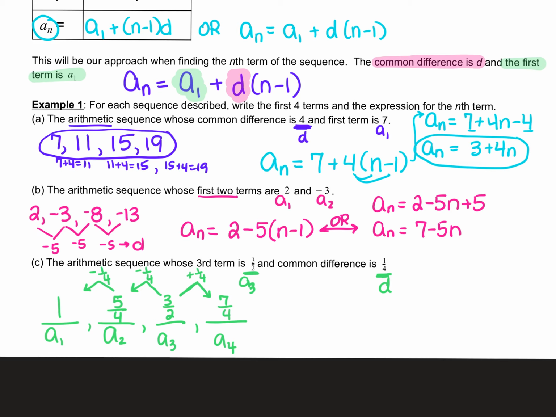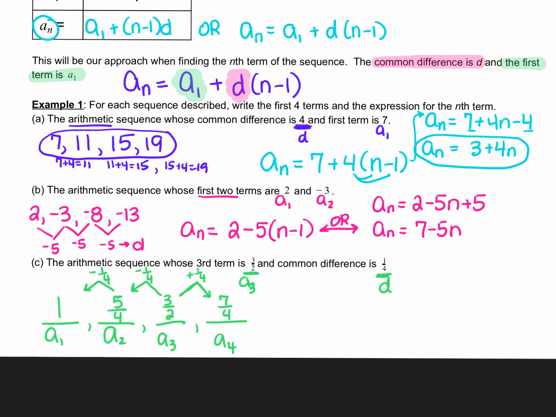So check it. If I start here with my first term and I add 1/4, I'm going to get 5/4. If I add a fourth again, I'll get 3/2. And if I add a fourth again, I'll get 7/4. So this works with the situation we were given. Now, there's a lot of other ways that you can go about figuring this out.